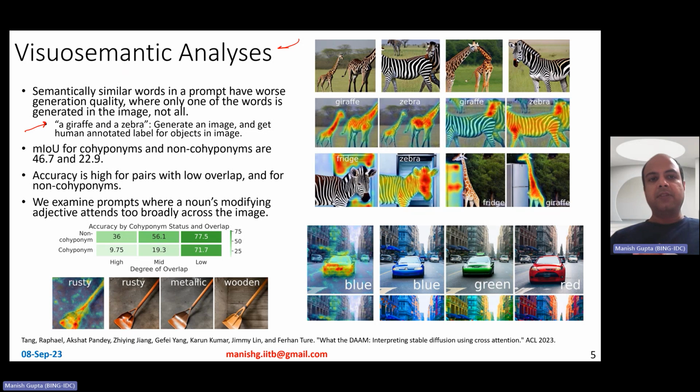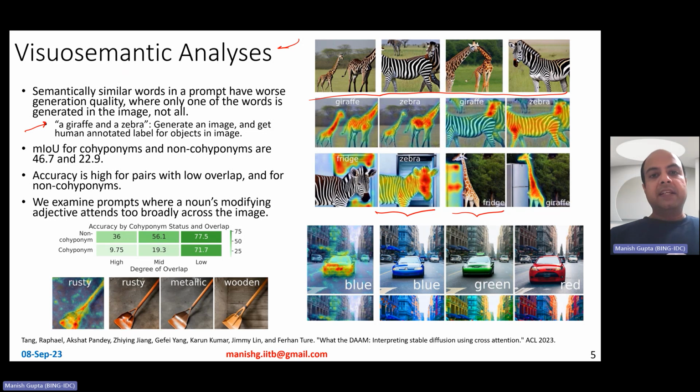If you take those co-hyponyms and try to generate images from the captions, what you observe is that these are all images generated for the phrase a giraffe and a zebra. And you observe that the generated images have either a giraffe or a zebra. Now that's so odd, right? They observe that this happens especially for co-hyponyms. If you generate images for phrases like fridge and a giraffe, or fridge and a zebra, you would still see both objects. So non-co-hyponyms are okay, but for co-hyponyms they observe, in a lot of cases, that the Stable Diffusion model chooses to show only one.